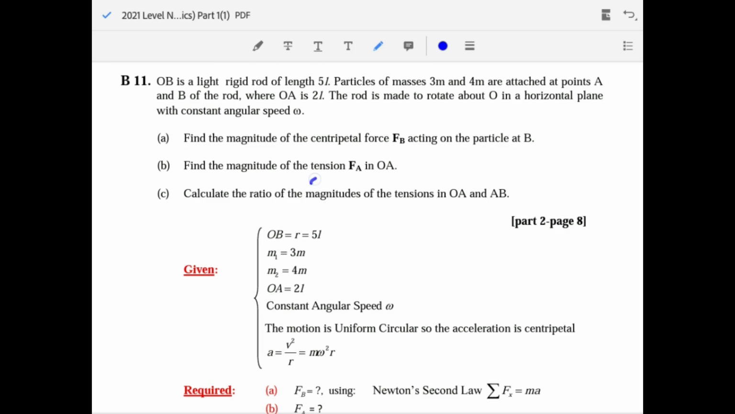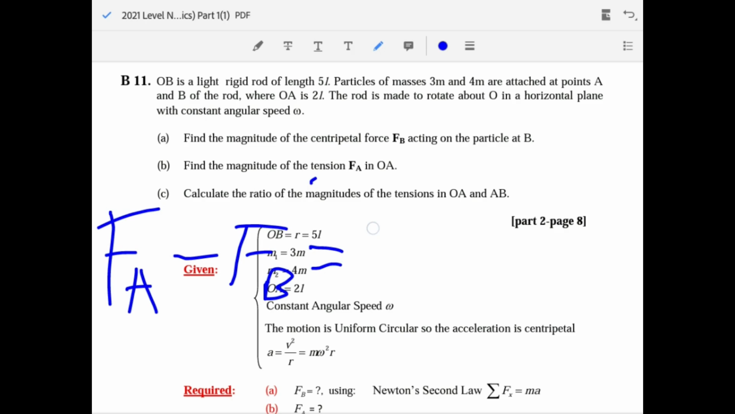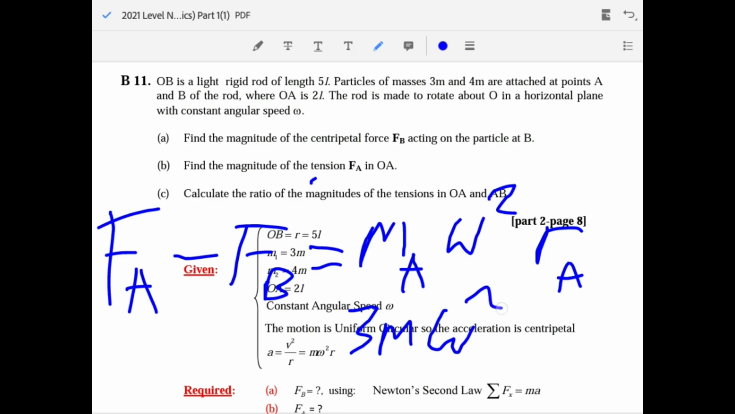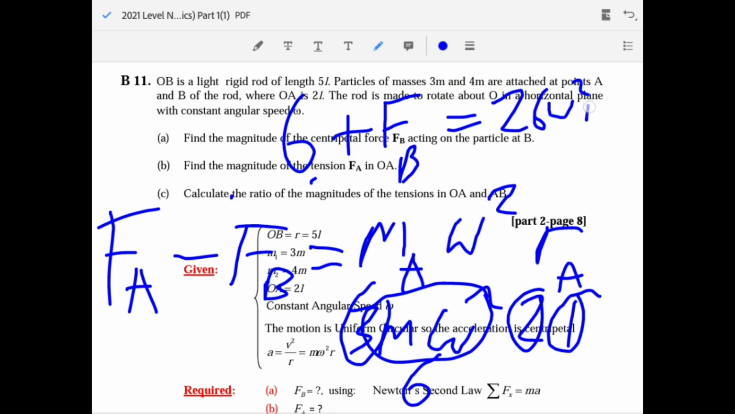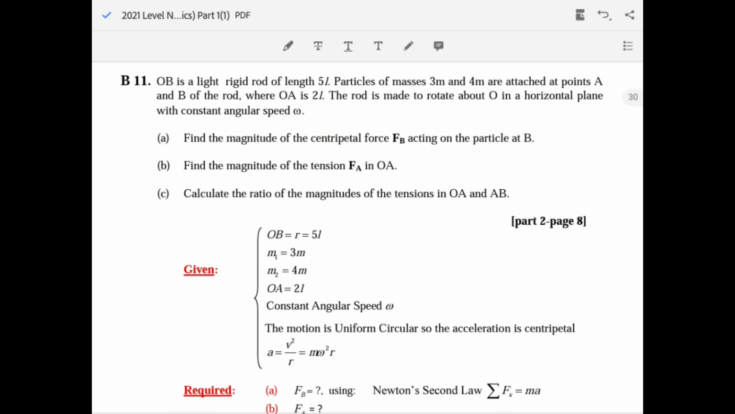Next one, magnitude of FA. So what I did from before, FA minus FB is equal to the formula, MA omega squared RA. So it is equal to 3M omega squared 2L. So 3 and 2, so 6 are these constants. So 6 and then plus FB, which is 20, so 26 omega squared ML for B.